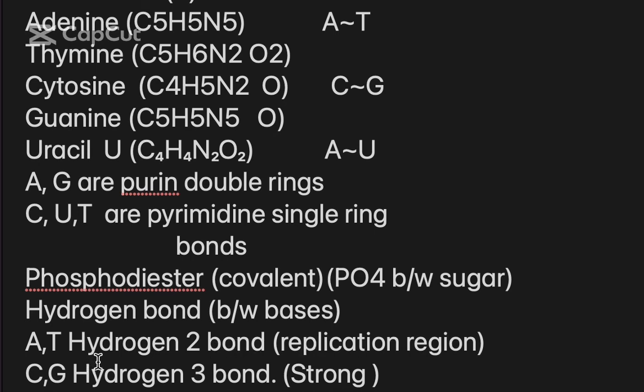Where double helix DNA is rich in AT area, that area is called the replication region. And where DNA is rich in CG area, there are 3 hydrogen bonds. So that's a strong area. 3 hydrogen bonds are stronger than 2 hydrogen bonds.